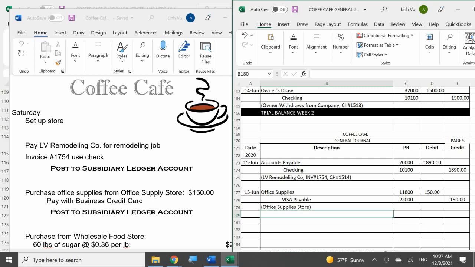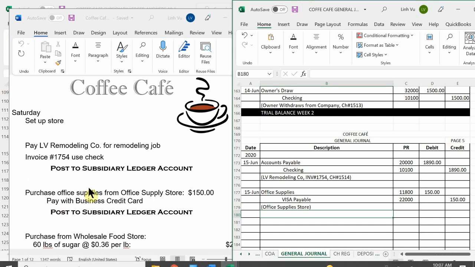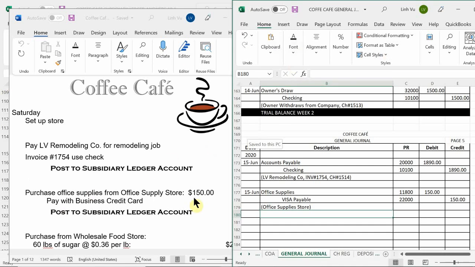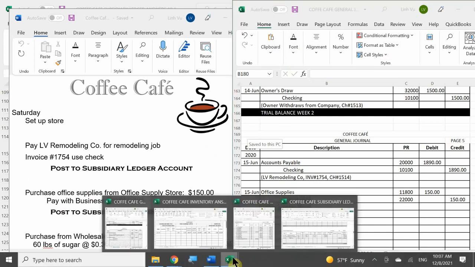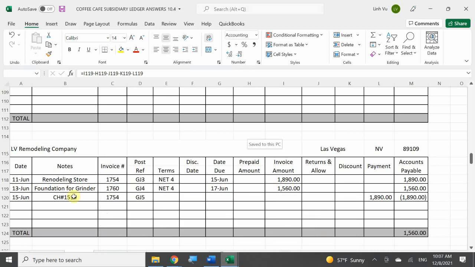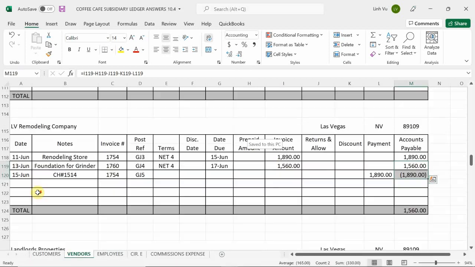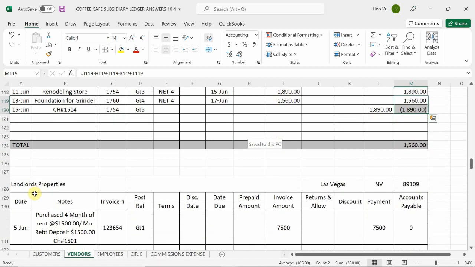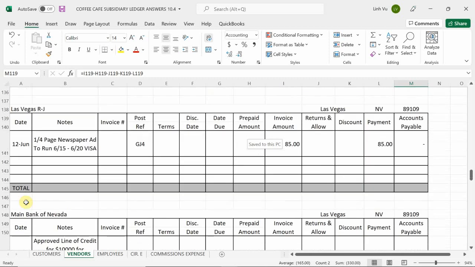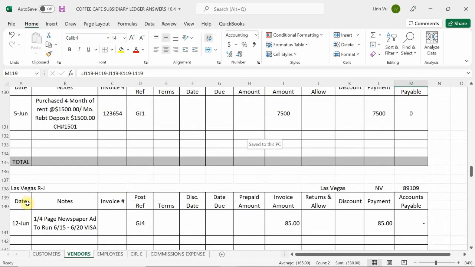Okay. And then you go to the subsidiary ledger and vendors. And then you go all the way to office supply store.